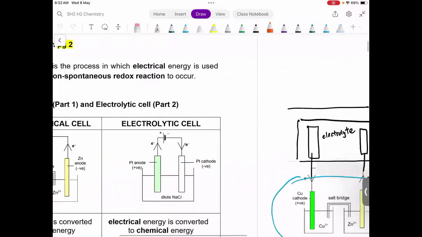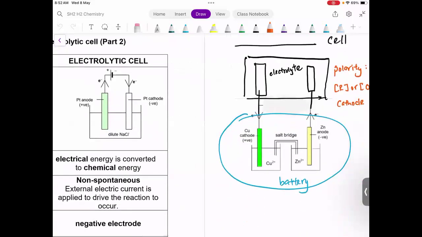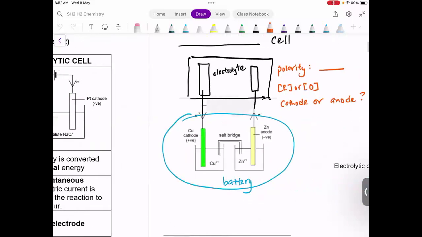Okay, so in this case, right, can I request? Okay, so what I've done here in this diagram is I cut and paste the electrochemical cell. Then I remove the voltmeter. Then I put the electrolytic cell in place of the voltmeter. Can you see that? So the voltmeter is gone. All right, now it's replaced by the electrolytic cell.